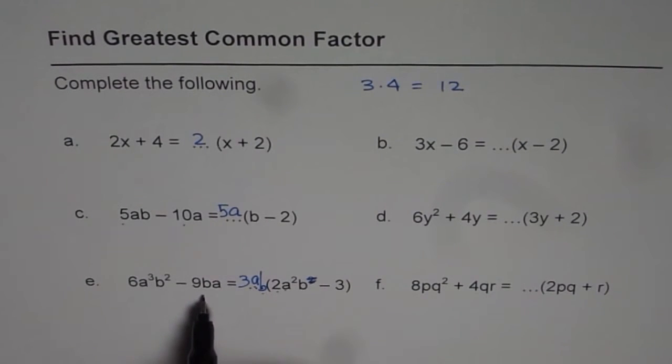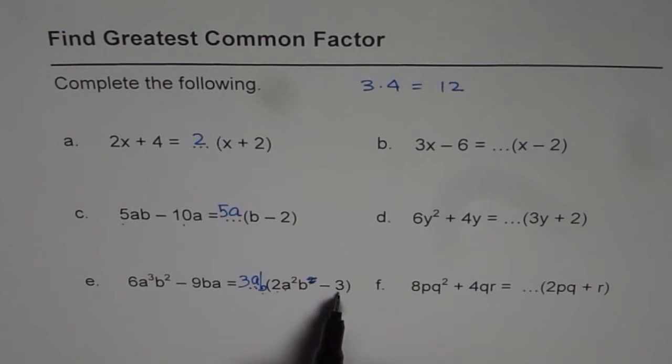Now the next term is 9ba. 9 divided by 3 is 3, with the minus sign. b divided by b is 1, so it's not there, and a divided by a is also 1, so we're left with just the number 3 here. So that is how you can do it.